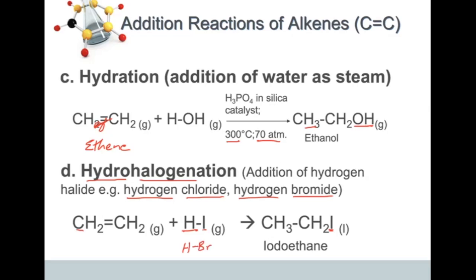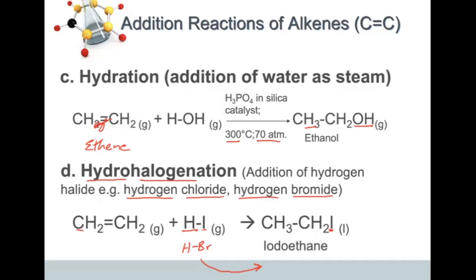If we had added HBr, what would be the name? If it were HBr, we'd end up with, what would the name be? Put it in the chat. If the hydrogen halide were HBr, what would be the name of the compound on the right-hand side, the product?